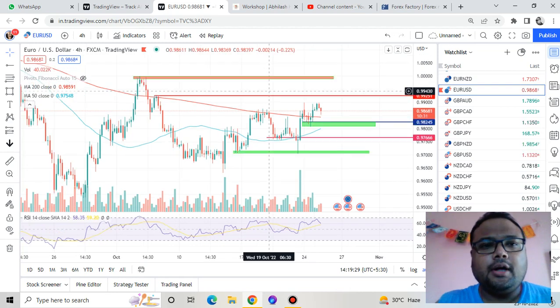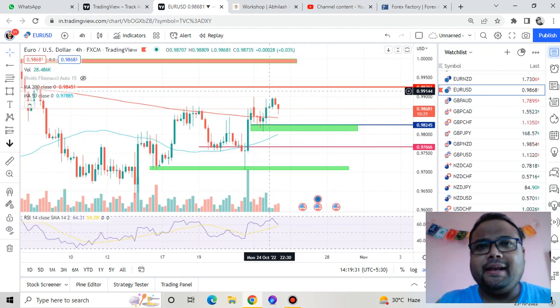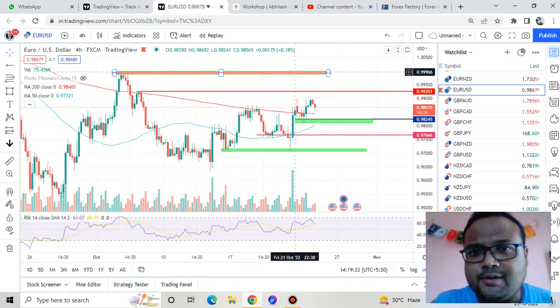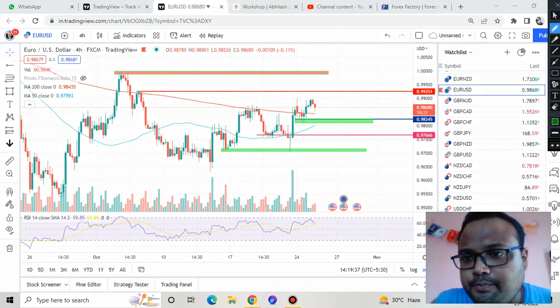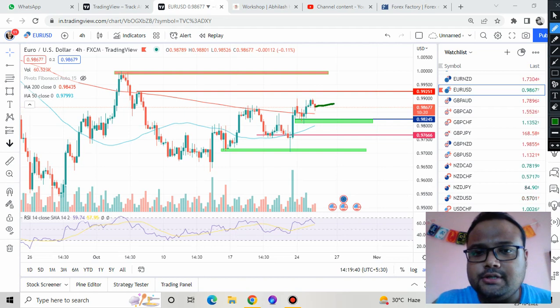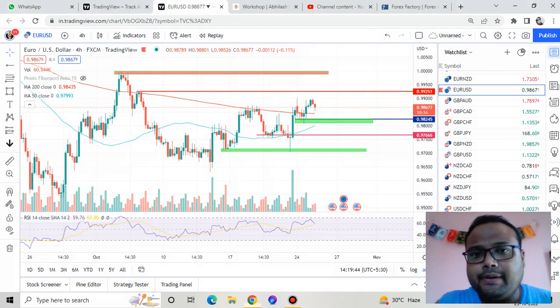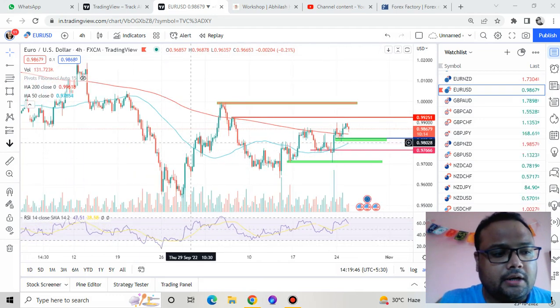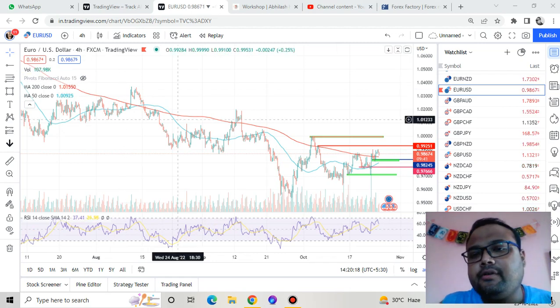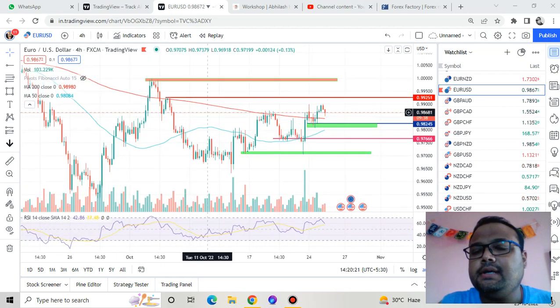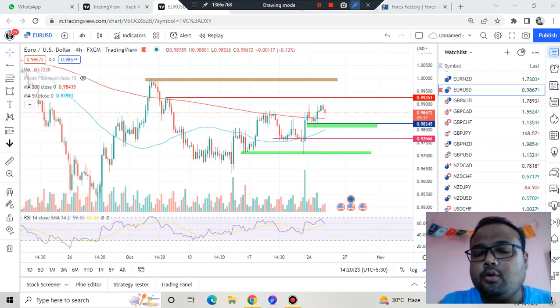On the chart of Euro Dollar, we can see that we have got many levels. So let's try to understand one by one. First of all, market is standing at 0.9868. So this is the current market price. And if we look at the overall chart, after the downtrend right now Euro USD is somehow trying to go for some recovery.